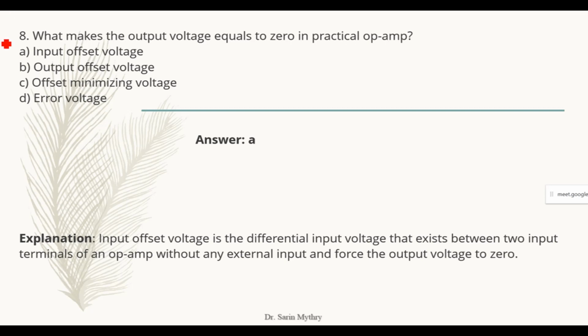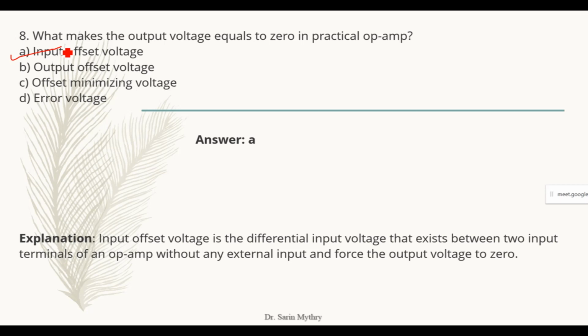Why? Because we know what is meant by input offset voltage. Even though you do not supply any input signal, you're going to get some output offset voltage. Whenever you have not applied any input signal, definitely some output is obtained at the output of an op-amp. There is some kind of noise existing at the input terminals, non-inverting and inverting terminal. That noise itself is amplified at the output. So that noise we call an offset here.